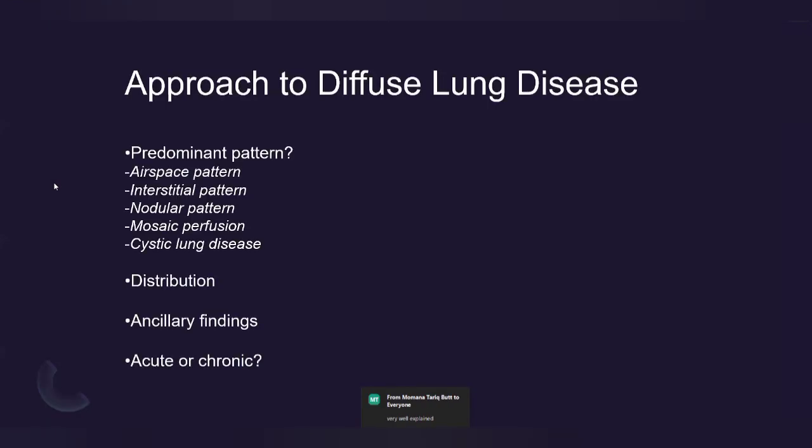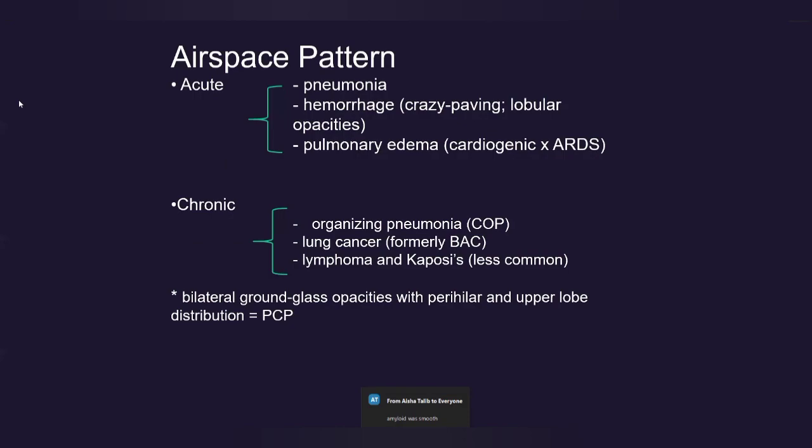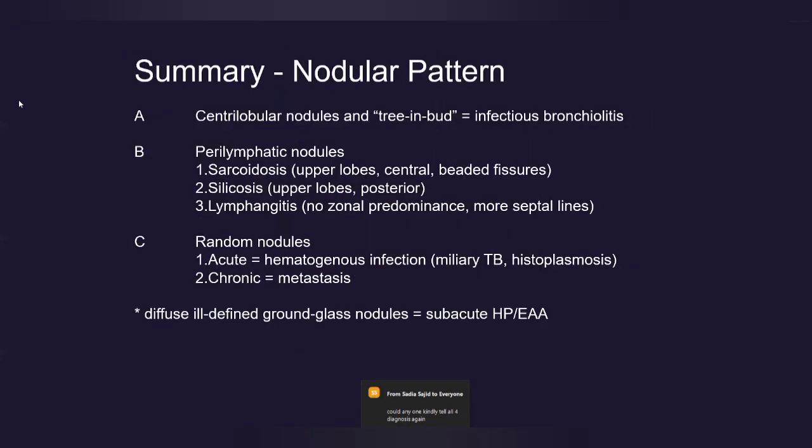Okay, so these are the lung cases, and I'll move on to the other specialties if there is still time. I'll just briefly describe the approach to diffuse lung disease. There are 6 different patterns of lung involvement, whether it is airway, airspace, interstitial, nodular, mosaic, or cystic lung disease. I have tried to show one case for every pattern across the spectrum. Then the distribution, the ancillary findings, and acute versus chronic involvement. I'll just skip that. These are acute airspace disease and nodular pattern. I've already told you that it could be acute, chronic, or perilymphatic and centrilobular pattern.